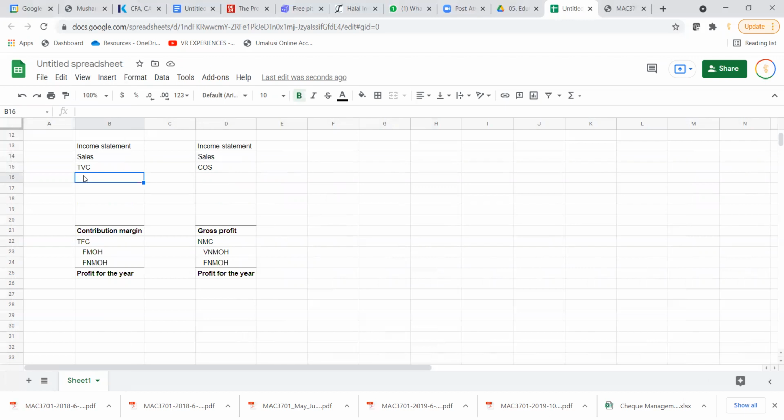So total variable costs is made up of the cost of a product. Okay, so what is the cost of a product? It is direct material, direct labor, variable manufacturing overheads. Remember it's made up of that, and then it's also made up of variable non-manufacturing overheads. Okay, so very, very important.